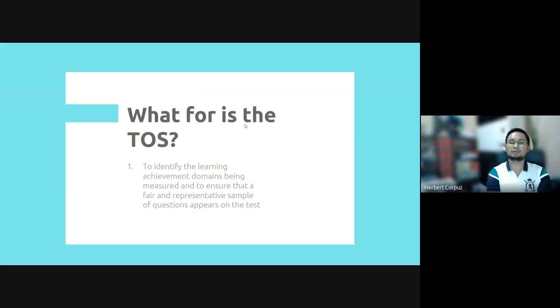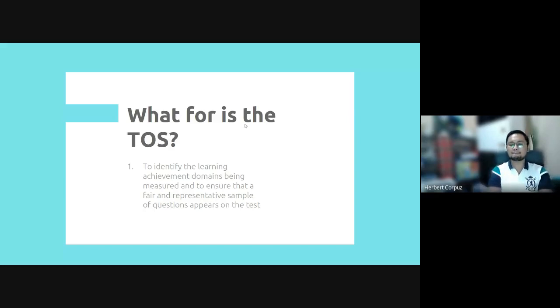Now, what is the purpose of doing table of specification? First, it is to identify the learning achievement domains being measured and to ensure that a fair and representative sample of questions appears on the test. Because there are times that teachers would ask students to complete a test or exam, and then the students realize that there is no question at all on this chapter, or only a few questions on this learning content, even though the teacher consumed 2 meetings to discuss the lesson, but there is not even one question about that learning content. So that is the purpose of the table of specification, to ensure that topics being discussed by the teacher are well represented in a summative assessment using paper and pencil test.